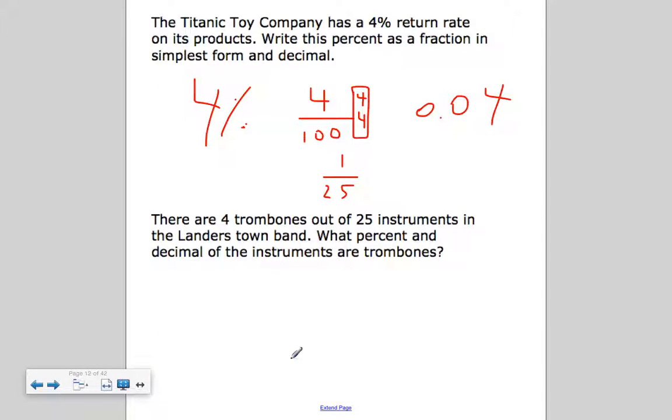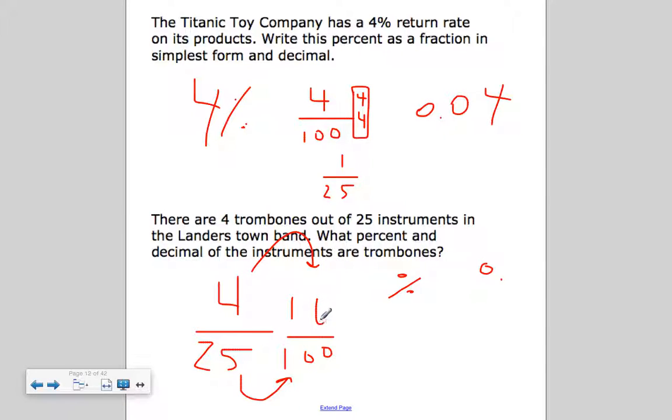Next one. There are 4 trombones out of 25 instruments in the Landerstown Band. What percent and decimal of the instruments are trombone? So it's part to whole. 4 trombones out of 25 instruments. I need to turn this into a percent and a decimal. But to turn it into a percent, it has to be something per 100. So how can I scale this forward so it is per 100? Times 4, times 4. So 16/100 is my fraction, or 0.16 is my decimal, and my percent is 16%.